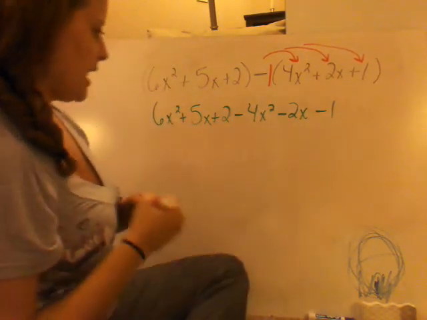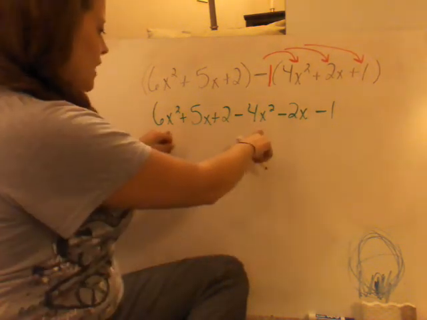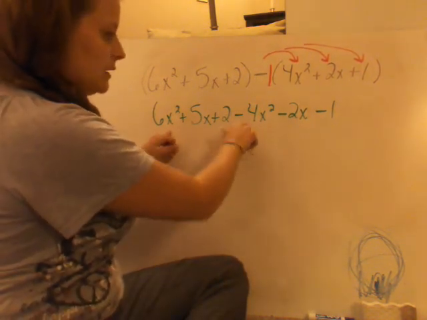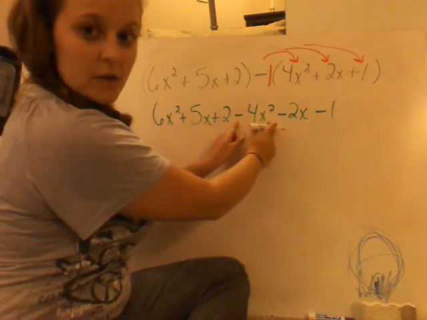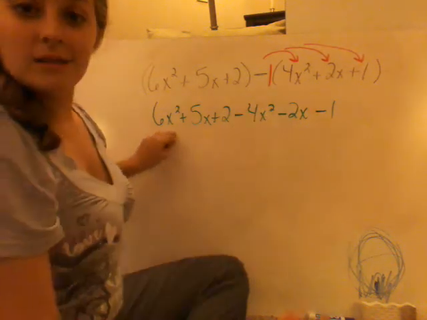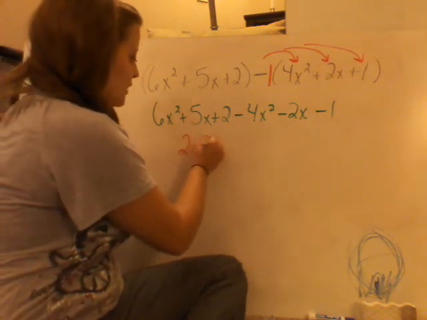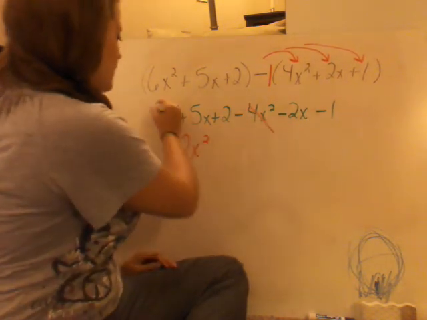So now I'll go back to my red. Again, just combining like terms. So I've got 4x squared and a 6x squared, but here's a minus. So this is minus just this individual piece right here. So I have 6x squared minus 4x squared. 6 minus 4 is 2. So now I've got 2x squared, and I can cross those out.